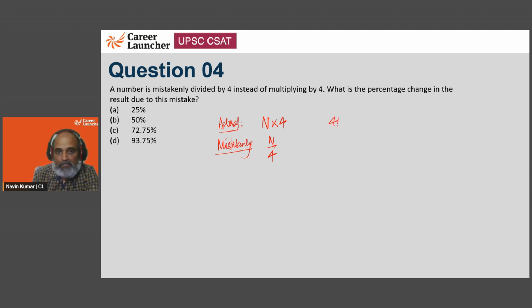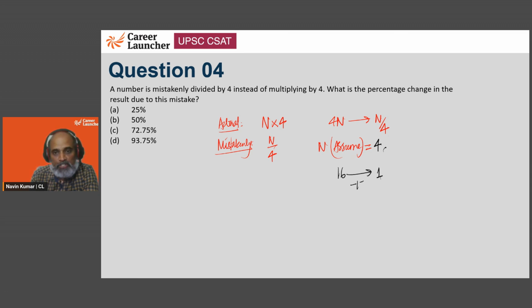So basically 4n becomes n by 4. Now, since if you look at the options, everything is in terms of percentage, you can assume any value of n. We will prefer the value of n to be something so that we don't have to deal with fractions. So let's assume the value of n to be 4. So we needed 16, and this 4 by 4 became 1.